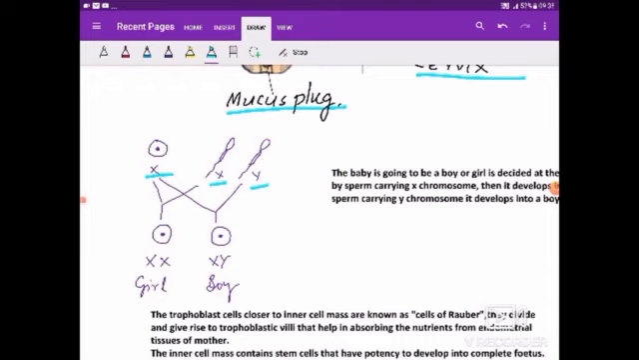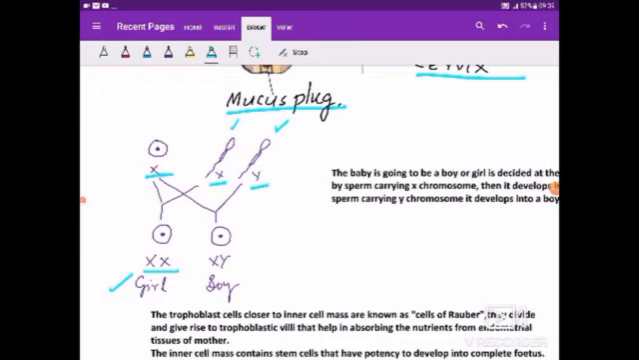Therefore, male human beings are producing two types of sperms. One sperm carries the X chromosome, another carries the Y chromosome. If the X chromosome carrying sperm fertilizes the egg, then the combination of the sex chromosomes will be XX, and that will result in the fetus developing into a girl child.